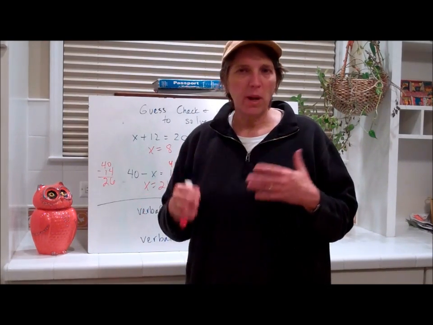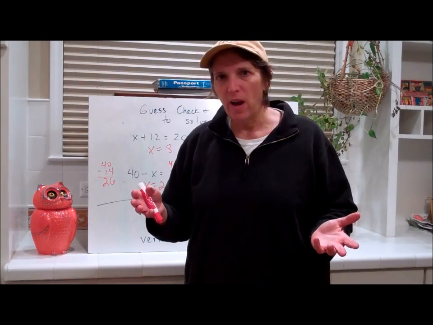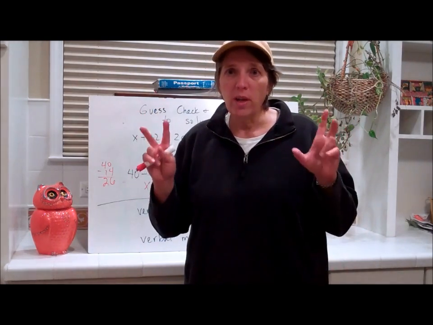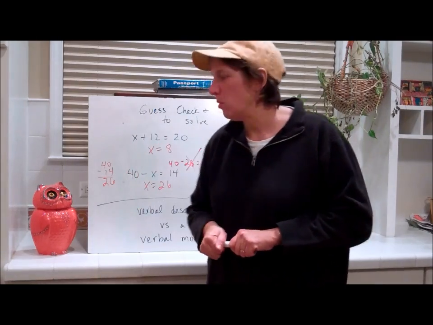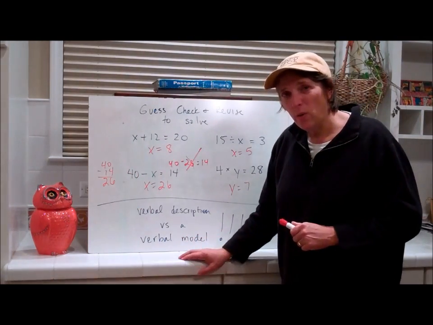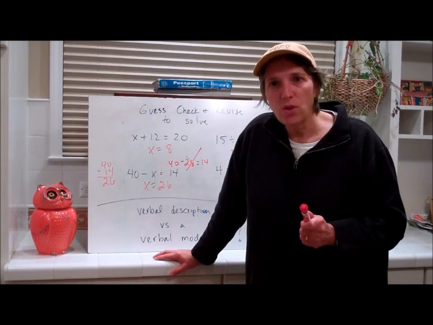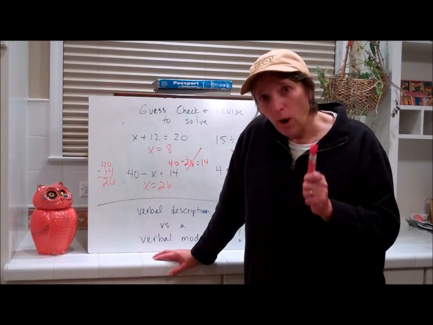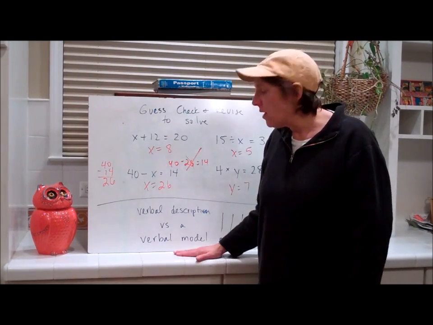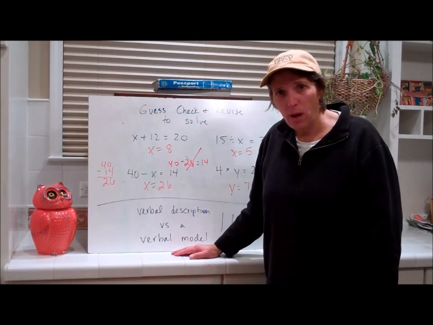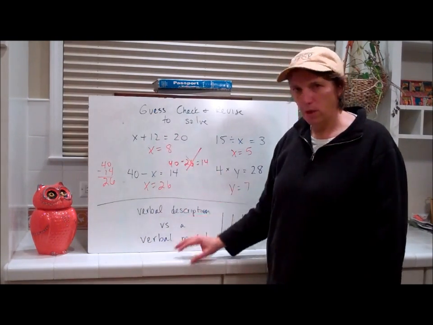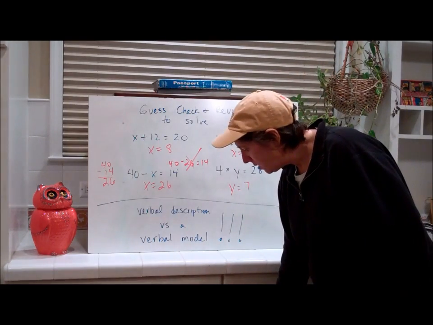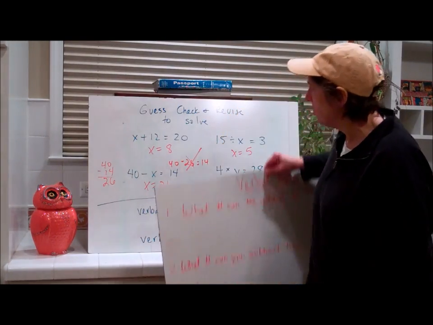So it's going to be talking about adding and subtracting, multiplying and dividing, and it's going to say what number. Anytime you hear what number, that's a variable, and then it tells you what to do to that number. A verbal model, however, is always associated with word problems. You want to write that down. Verbal models are associated with word problems, and verbal descriptions are associated with writing equations. Okay, so let's go with verbal descriptions.